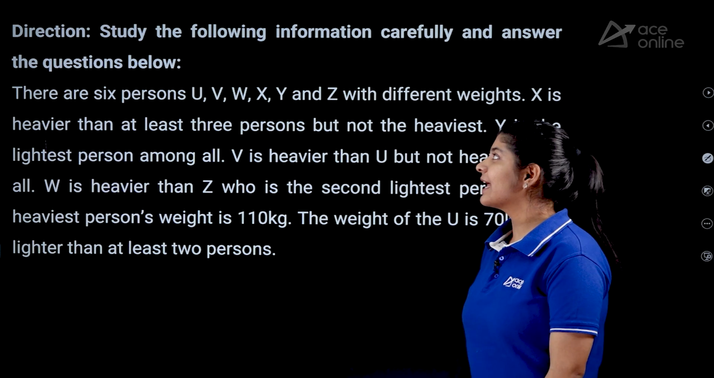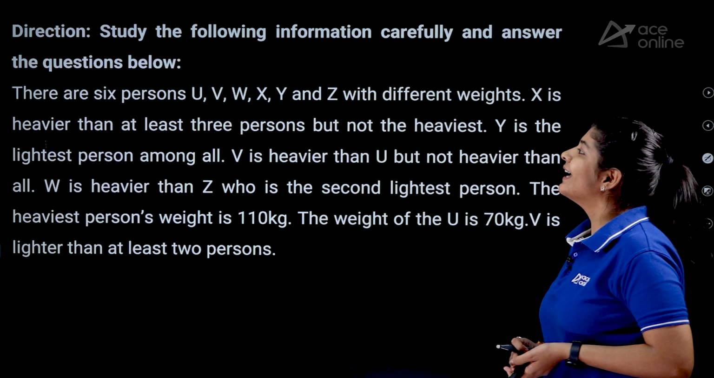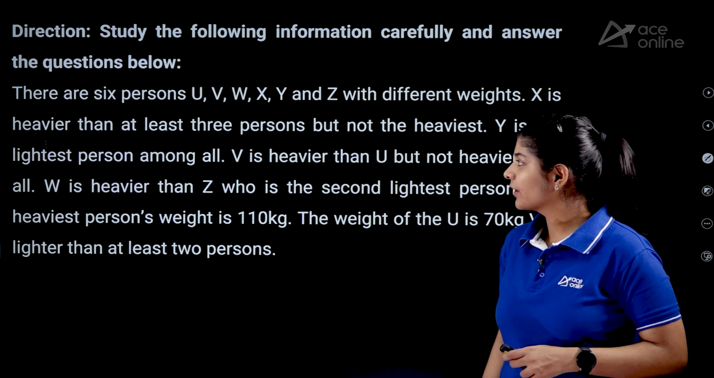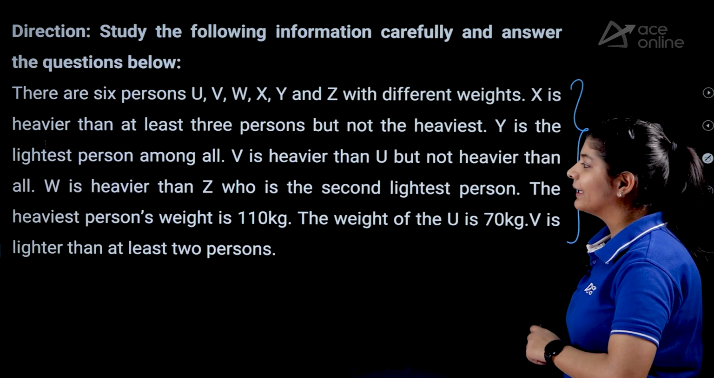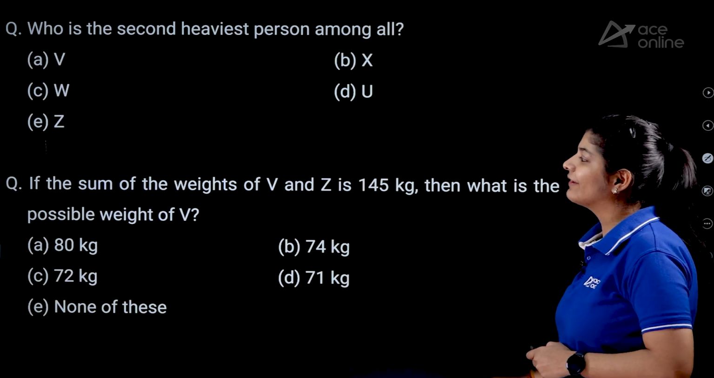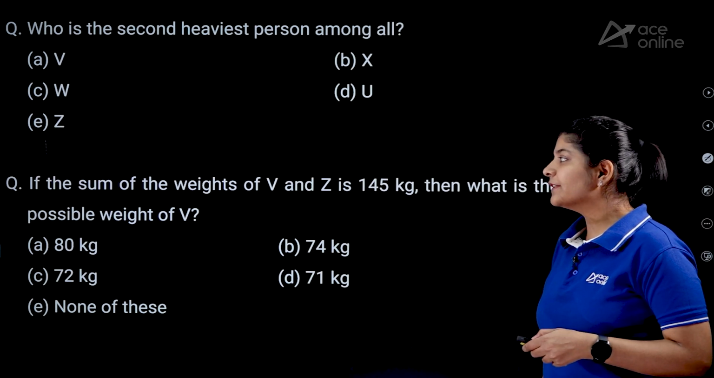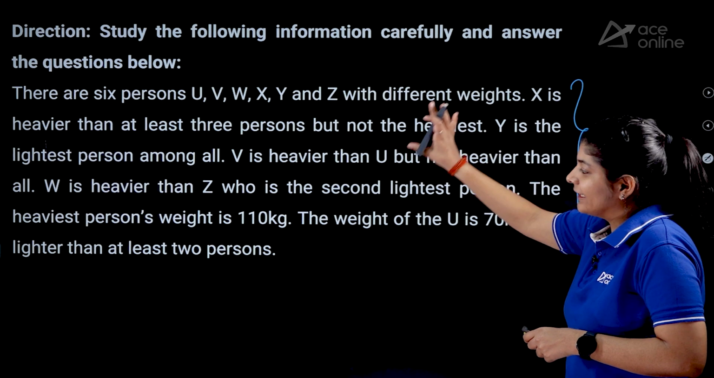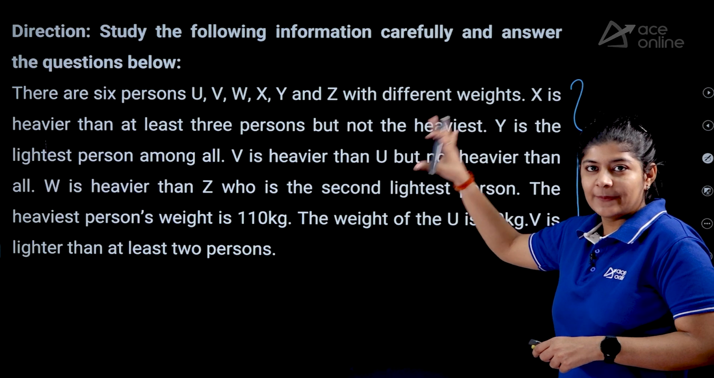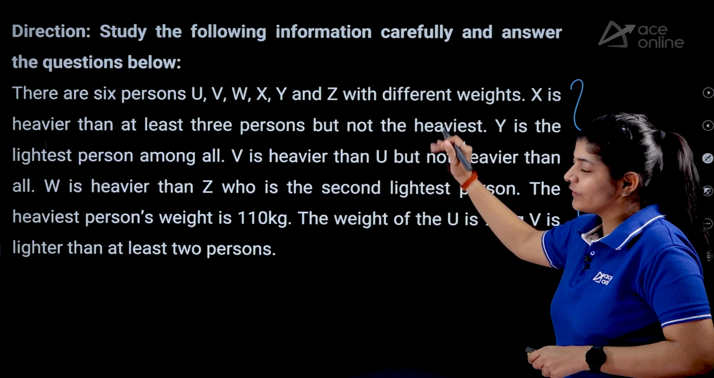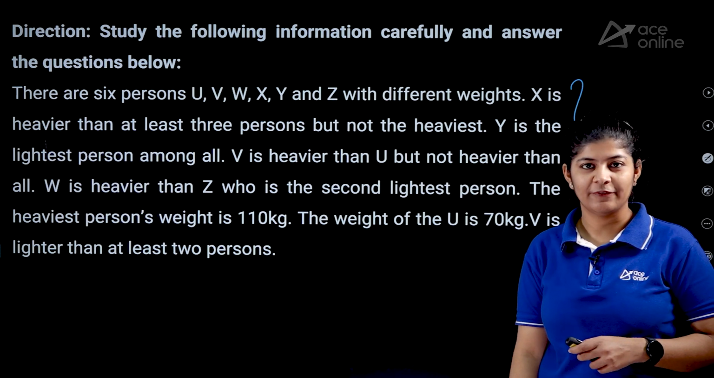The question says, study the following information carefully and answer the question below. Here we have a passage, and based on this passage we have these types of questions and we have to answer them. First you need to determine the arrangement or the order, or solve this puzzle with the help of the clues given in it. After that we go through the questions.